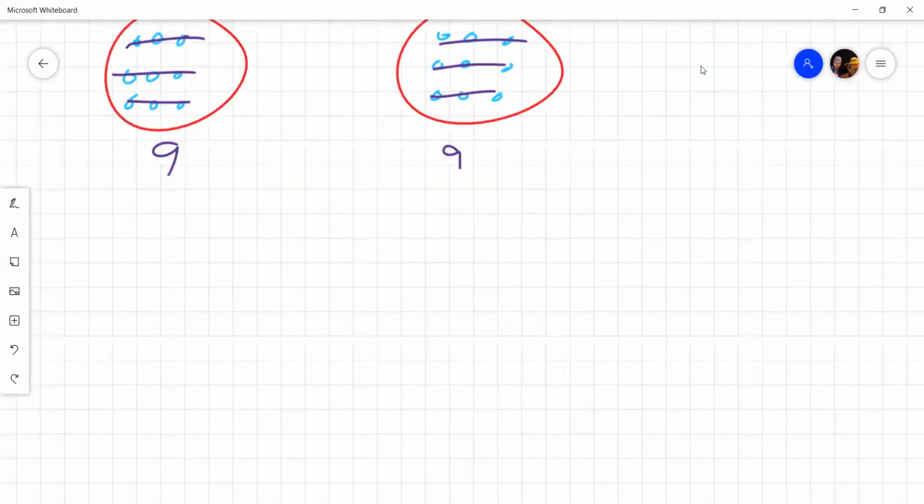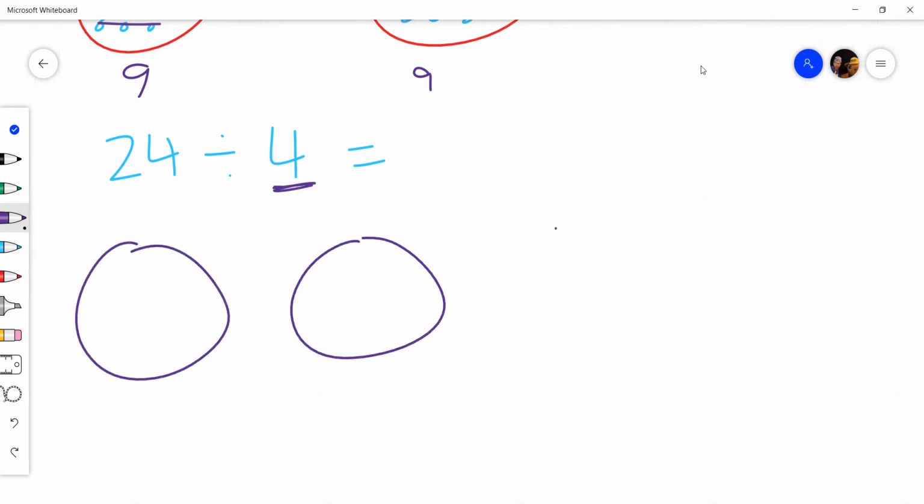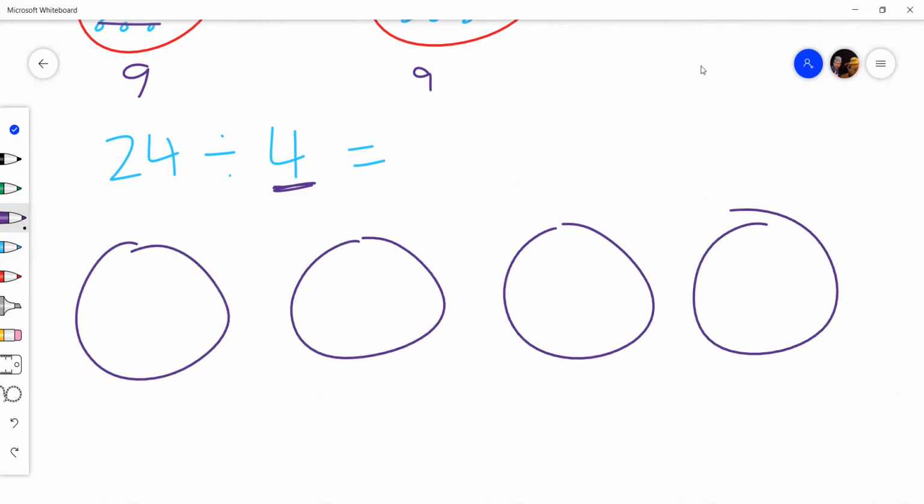Let's just do one more real quick. And let's say we have 24, and I'm going to divide that by 4. Okay, so again, here's my group. So I need 4. And it is good to make good size circles because you never know what you're going to be putting in there. So I wouldn't make tiny little ones for sure. And now let's just start counting. Let's start putting out our 24.